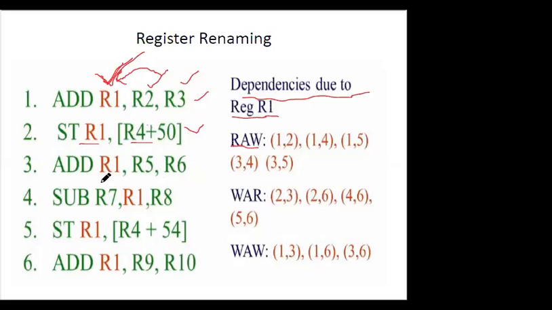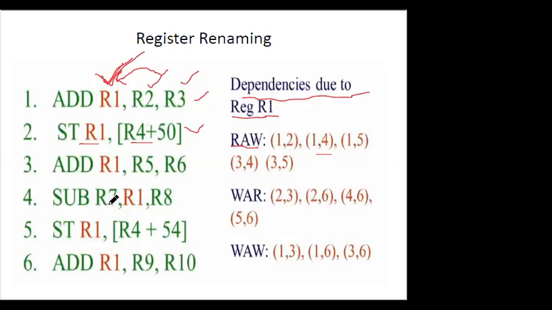And certainly after that point, R1 is again being updated by the addition of these two parts. Now R1 will be updated by some other value, that is R5 and R6. So the read after write dependency of R1 is with instruction 2, as well as with instruction 4.